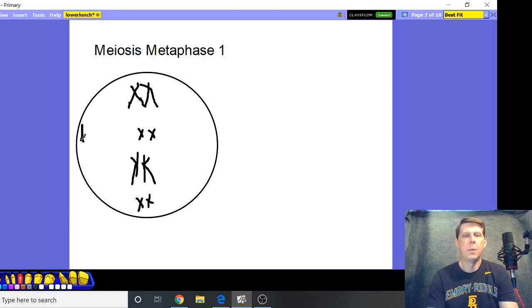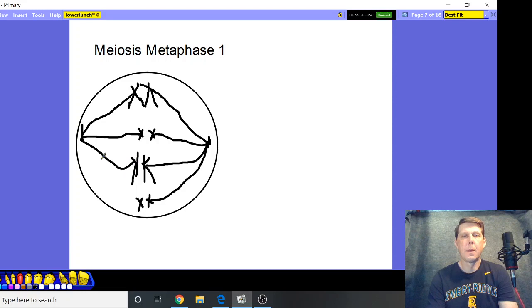Okay, we'll put our centrioles and our spindle fibers attaching. Now, last time in mitosis, if you remember when we split this, we split these X's apart. But we're not doing that in meiosis metaphase. We are splitting metaphase 1. We are splitting the homologous pairs away from each other. But that will be next. Remember, they are attaching to the centrioles, which are in the center.